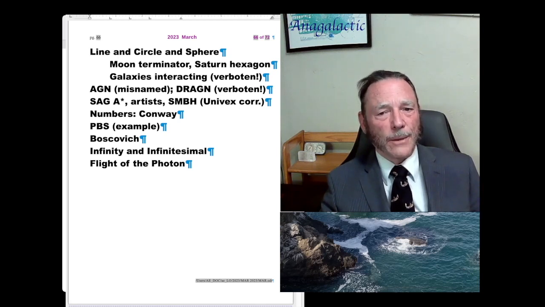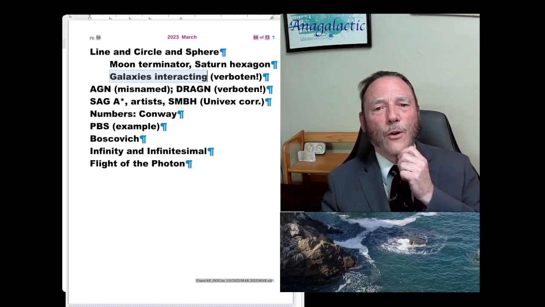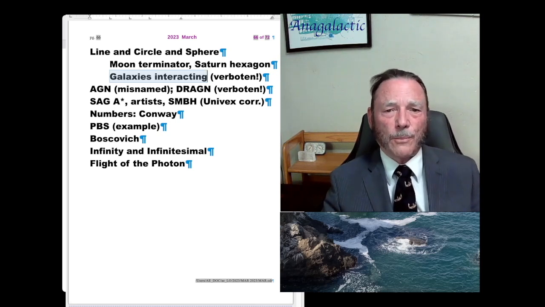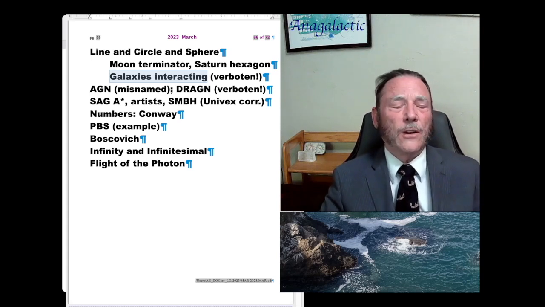There's the moon terminator. That's a straight line. On Saturn, you can see a straight line at the North Pole because there's a hexagon. I'll show that to you in just a moment in a photograph. Interacting galaxies, that doesn't show a straight line, but I wanted you to know about interacting galaxies because I'm one of the foremost experts, certainly visually. I fell in love with interacting galaxies, and I've studied well over 600 of them.